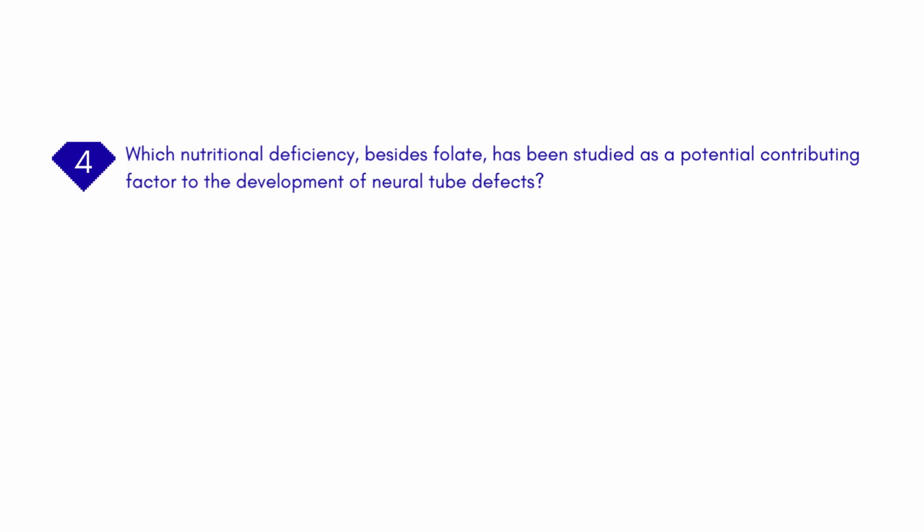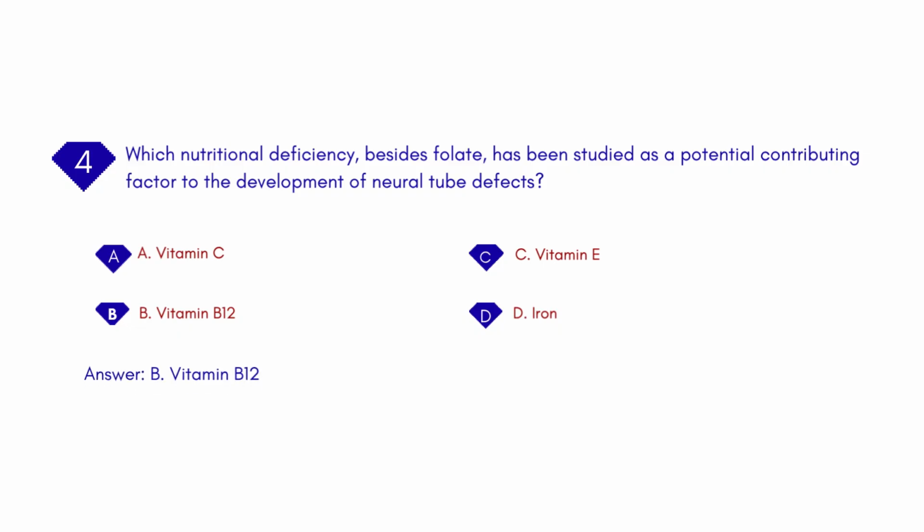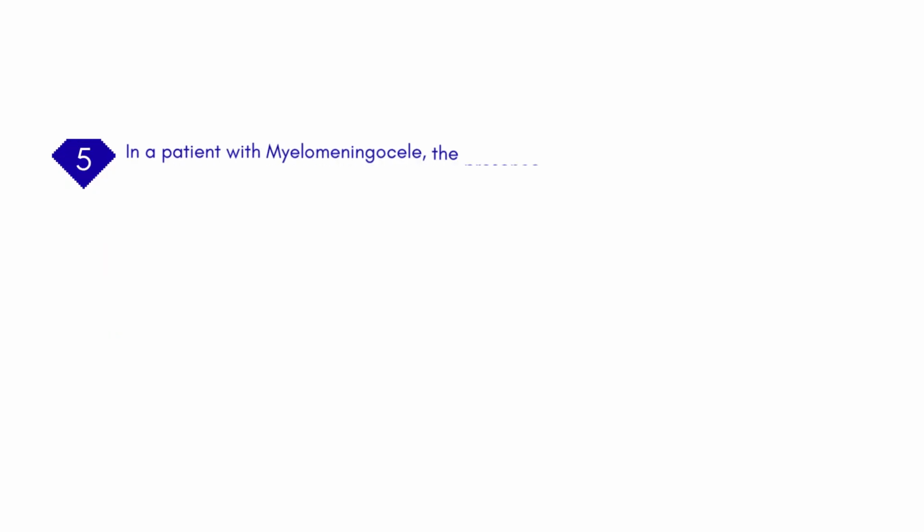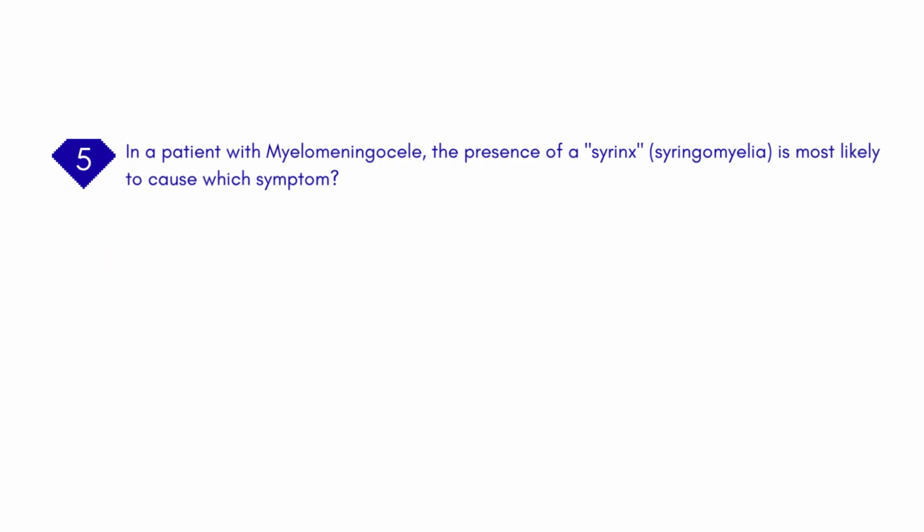Which nutritional deficiency, besides folate, has been studied as a potential contributing factor to the development of neural tube defects? A. Vitamin C. B. Vitamin B12. C. Vitamin E. D. Iron. Answer: B. Vitamin B12.